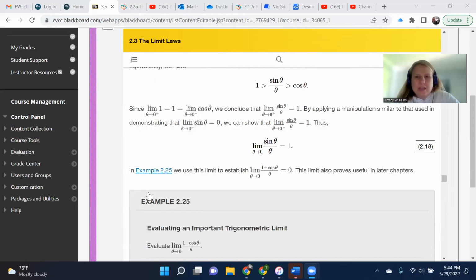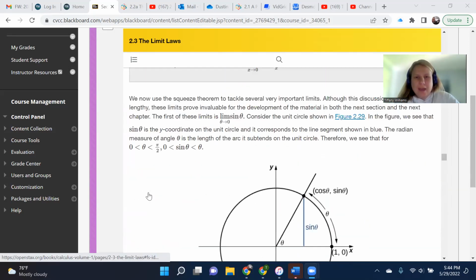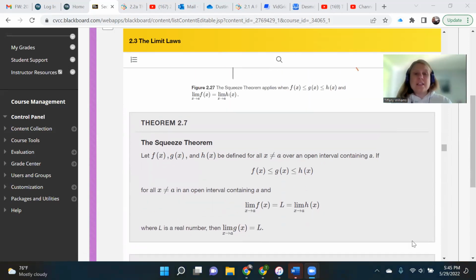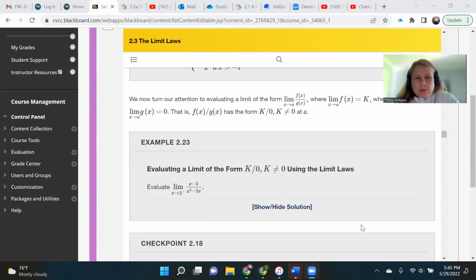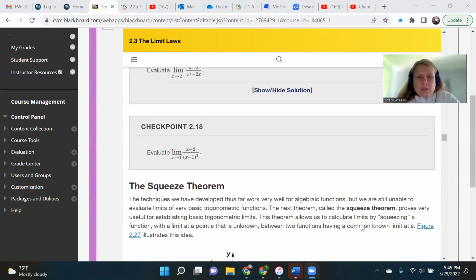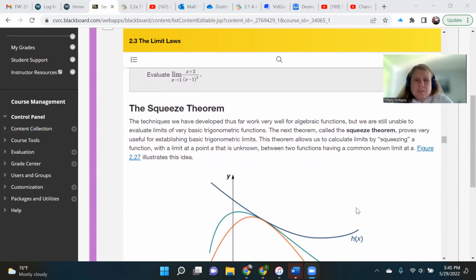So the squeeze theorem, where are you at? The squeeze theorem says let f of x, g of x, and h of x be defined for all x not equal to a over an open interval containing a. So you've got an a somewhere in there. Did I want to show an example here? Yeah, let me back up. Let me talk about this paragraph here.